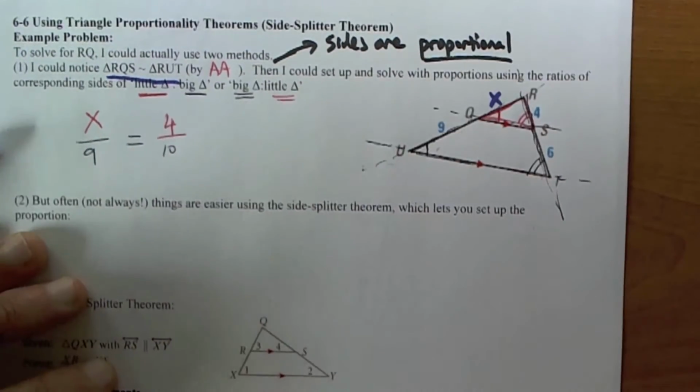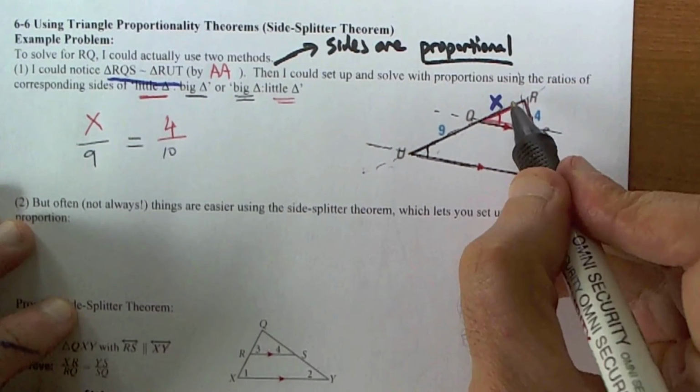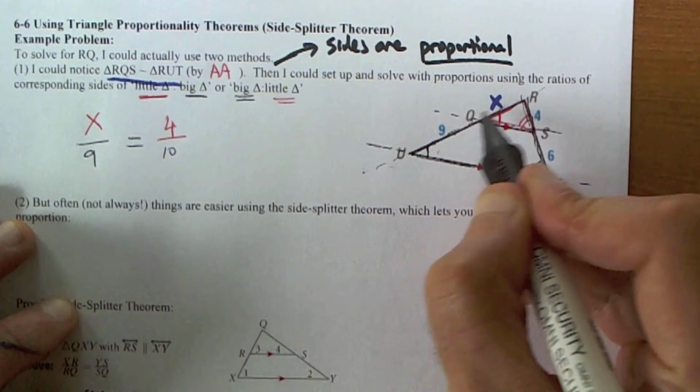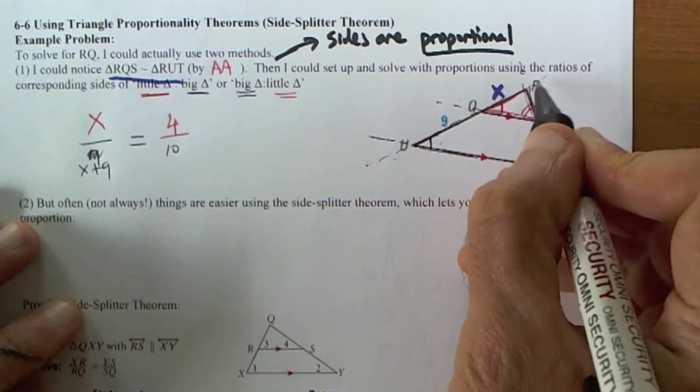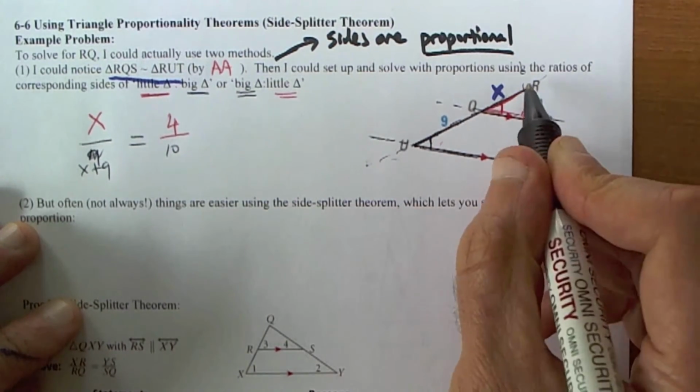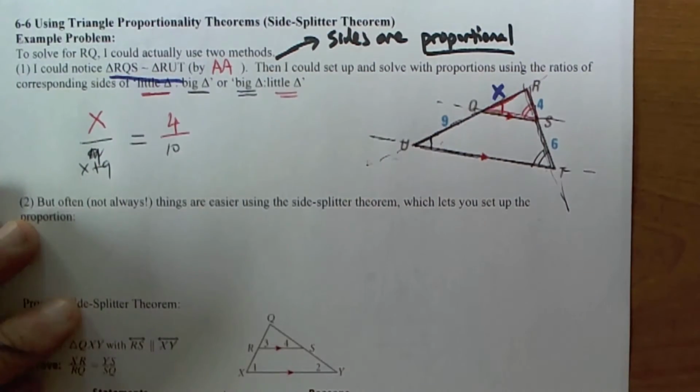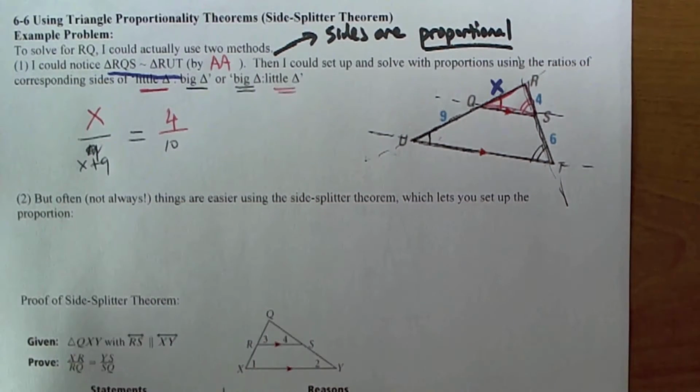Do you see my error here? X is the little red one, but this is not 9. This is X plus 9. So X is to X plus 9 as 4 is to 4 plus 6, or 4 is to 10. This is a perfectly valid way to set it up.